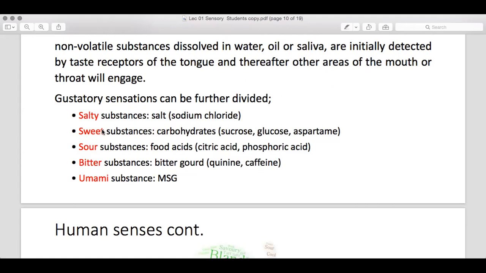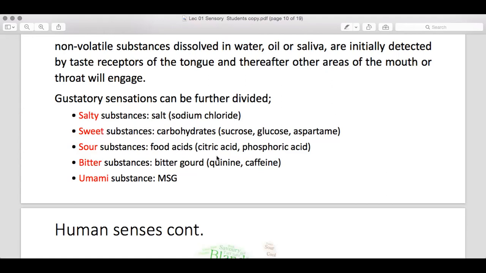When we consume a piece of lime, you can feel the sour taste, right? That is a result of citric, phosphoric acid, and other responsible chemicals. There are so many responsible chemicals. Here you can see some examples, right?